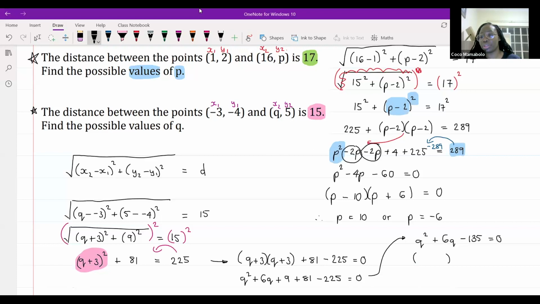Then I'm going to open up two brackets. Okay, equal to 0. And I want the factors of 135 that will give me 6. So I'm going to get q and q. Anybody got numbers for me? I'm going to get positive 15 and negative 9, because 15 minus 9 will give us 6. Right, therefore, q is equal to negative 15, or q is equal to positive 9.